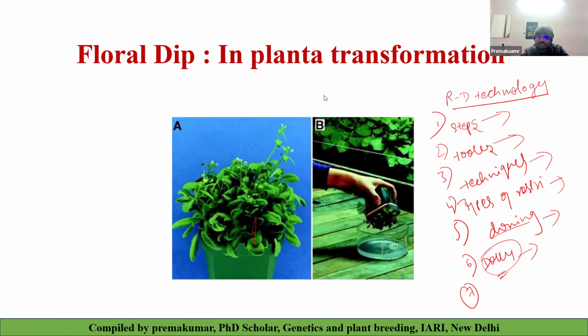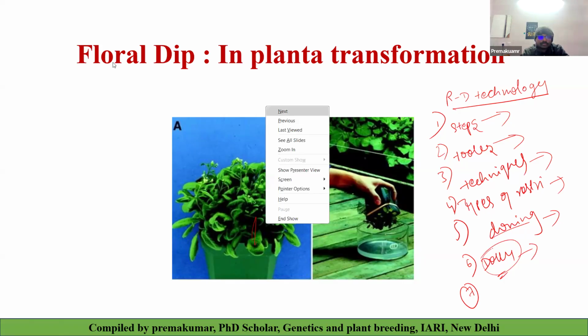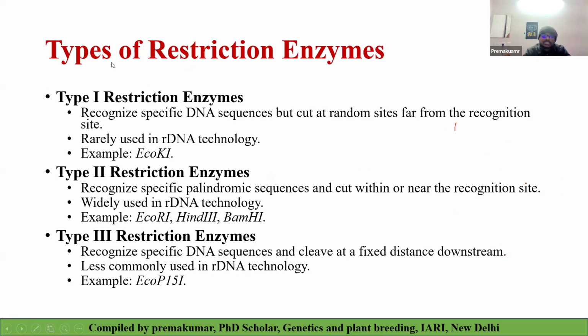And we have discussed the transformation methods. Okay. We'll again briefly, I will explain in detail. There are different types of restriction enzymes. Yesterday we discussed type 1, type 2, type 3.